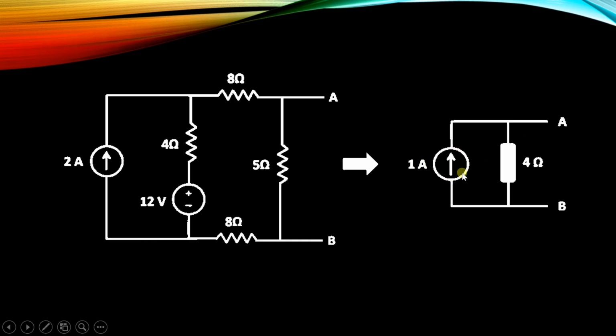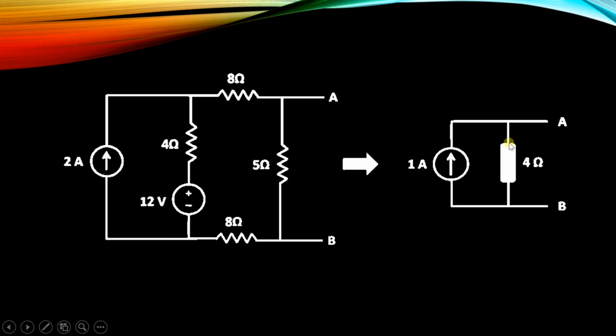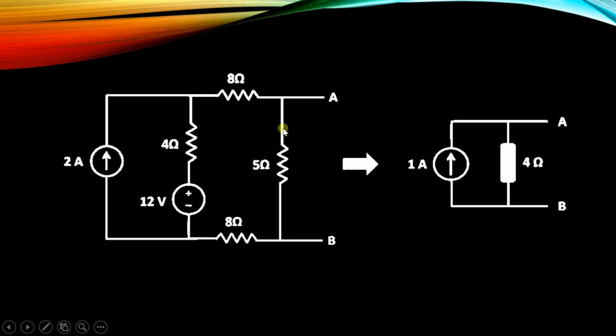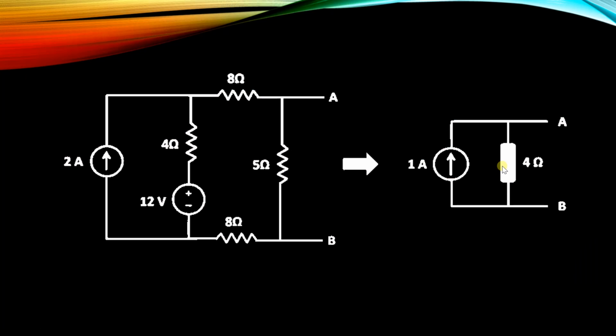1 ampere current, that is our Norton's current, which we found here, and this is our equivalent Norton's impedance, which we found in the previous slide. So this is how we convert a circuit into a Norton's circuit. So the current source is in parallel with the Norton's impedance. So this is about how we solve the numerical with the Norton's theorem.